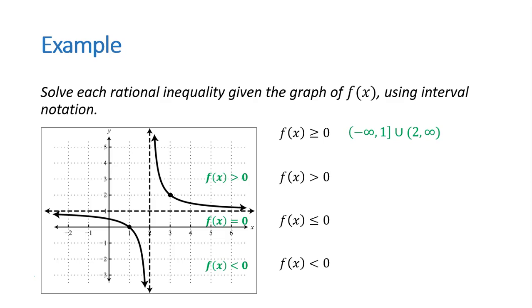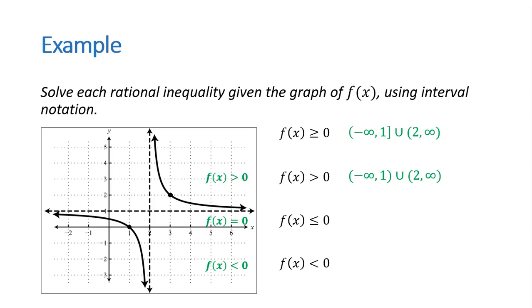If we get rid of equality, the only thing that changes is the x-intercepts are now not included. So anywhere there was a bracket, we now use parentheses. Notice nothing changed with the endpoint that corresponded to a vertical asymptote. It's not included with equality, it's not included without equality.